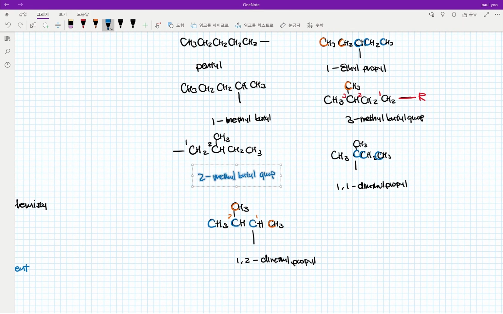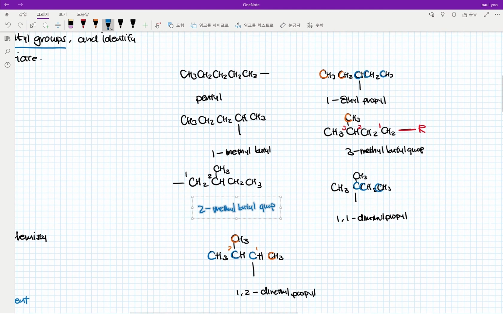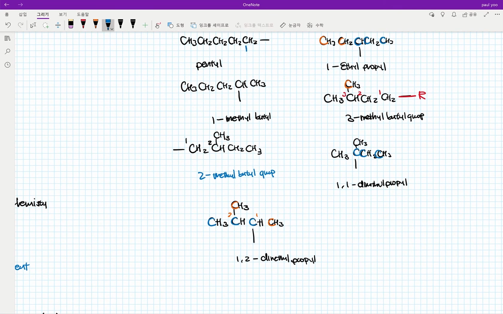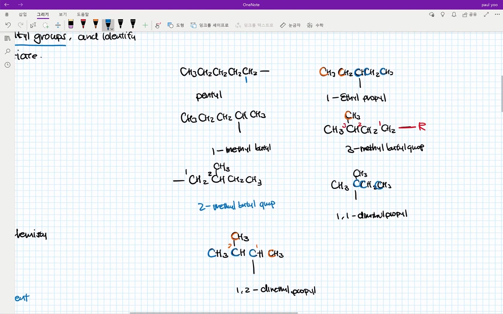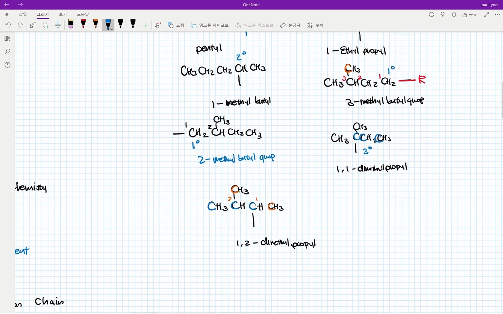Now let's assign an appropriate primary, secondary, or tertiary carbon. This is going to be a primary carbon because only one carbon is attached to it. This is going to be considered a secondary carbon because two carbons are adjacent attached. Another secondary carbon, a primary carbon, a primary carbon, and a tertiary carbon, and a secondary carbon.